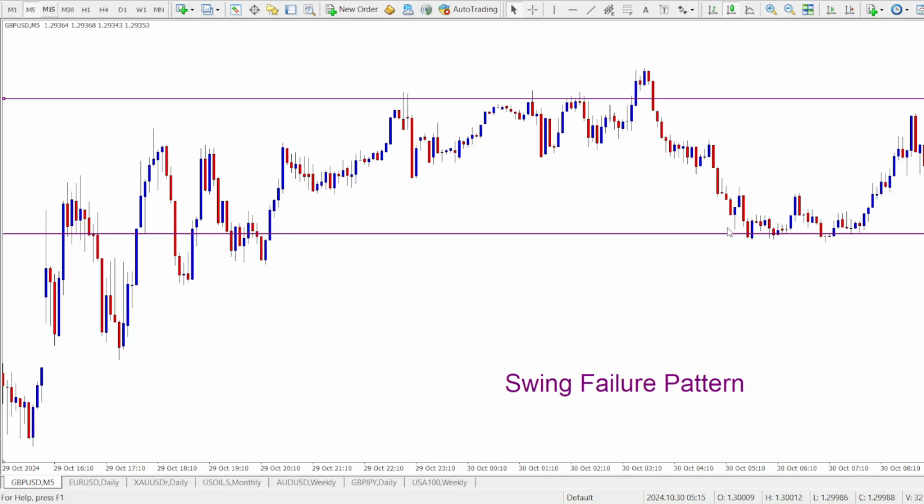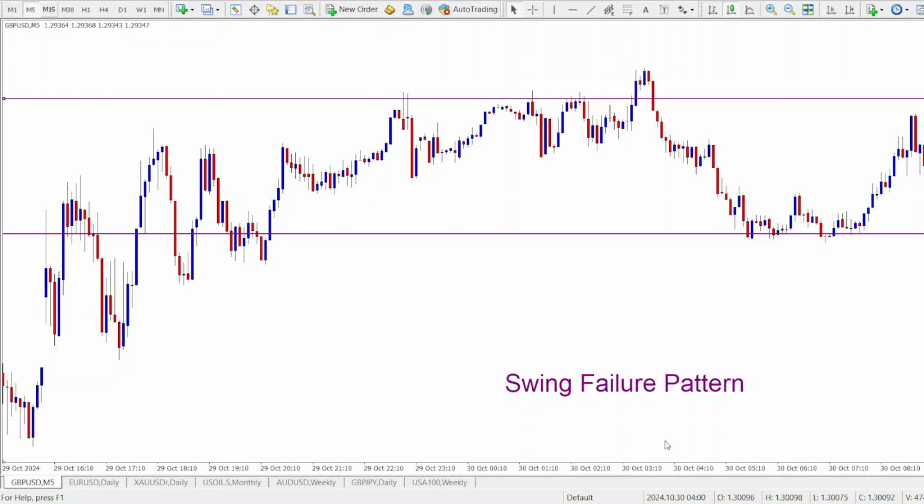All right. If the market is in a strong trend, a failed breakout doesn't necessarily mean it's going to reverse. It might just be a temporary pullback before continuing in the original direction. So always consider the broader trend and structure before entering a trade.